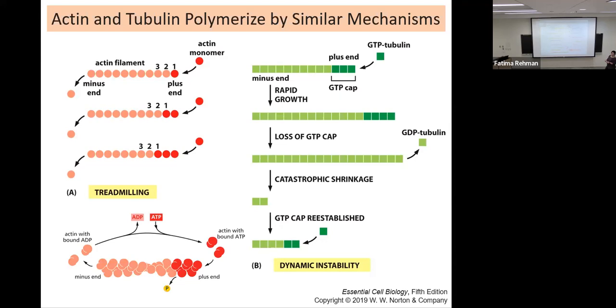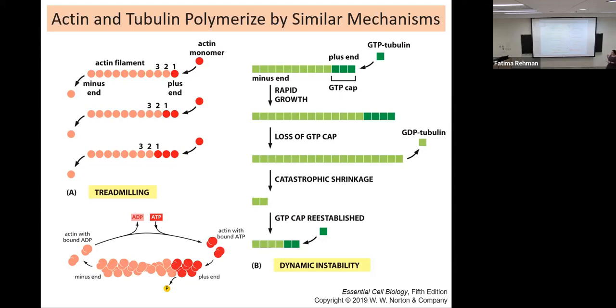The end where more molecules are coming in, the GTP tubulin, is your plus end, right? That's the one that's growing. The opposite side, which does not have the GTP cap, so doesn't have all these GTP tubulins stuck next to each other, is your minus end, and that's where typically they are going to be going away. When they start to shrink, it's because they lose the GTP cap, because the rate at which they're coming in is slower than the rate at which they're losing them. And that leads to their shrinkage.